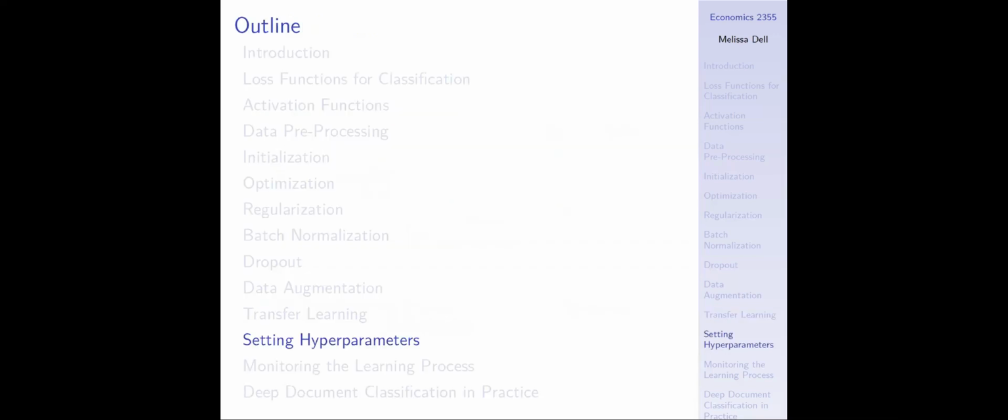Okay, which brings us to the question of how to set hyperparameters. But before I go into that, are there any questions about what we've covered so far?